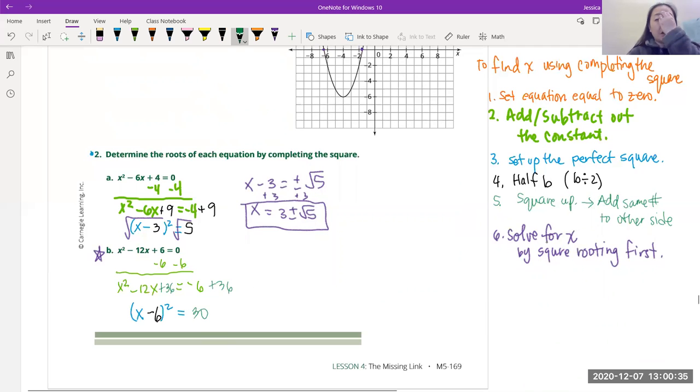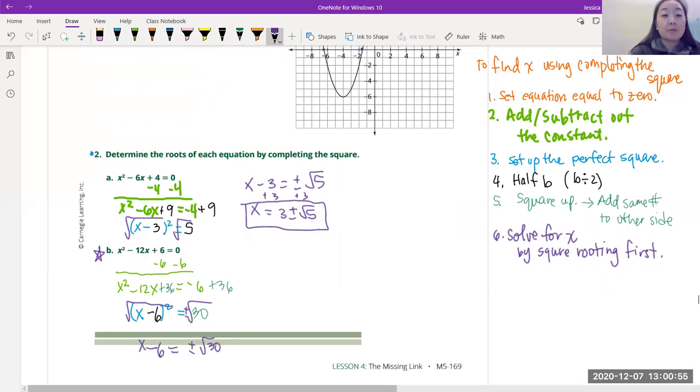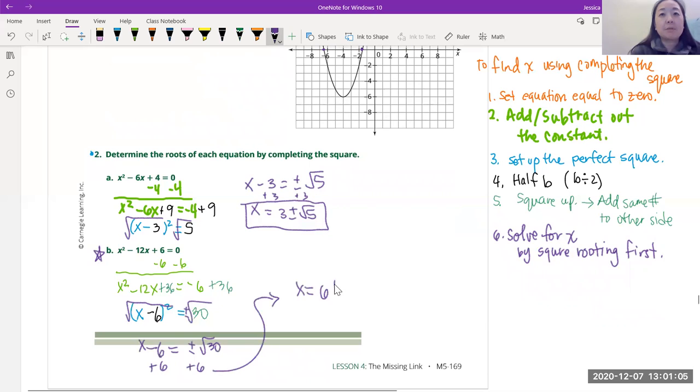Now I'm going to solve for x by square rooting first. So where's my purple? Okay, here it is. So I got the square, and there's nothing else here, which there shouldn't be. We're going to square root both sides. Don't forget to add your plus or minus. So x minus 6 is equal to plus or minus square root of 30. We're so close. Now we just got to get rid of the minus 6 by adding 6. And then your answer is going to be x is equal to 6 plus or minus the square root of 30. And again, I will give you a chance to calculate this out.